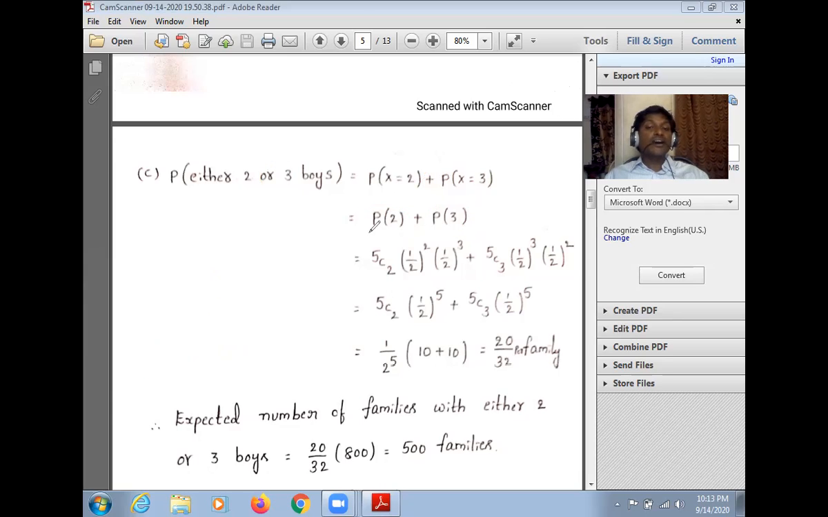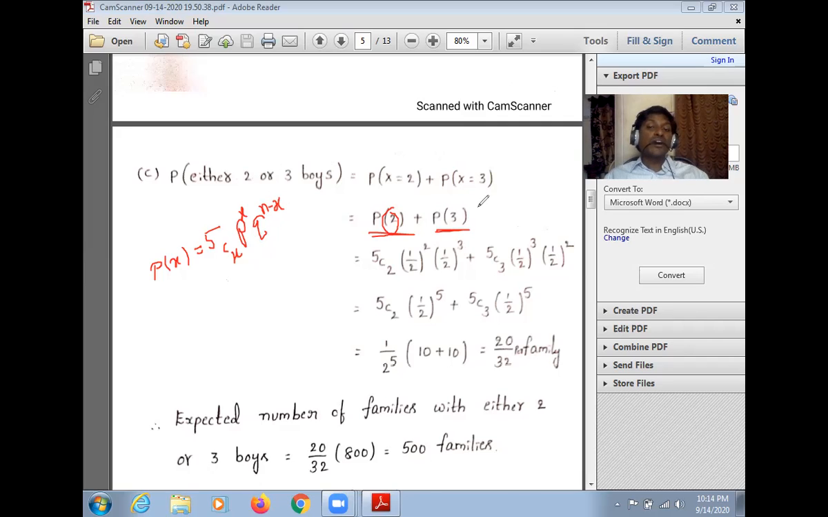Now we are going to calculate P of 2 and P of 3. So already we know the formula. What is that formula? P of x is equal to 5cx p power x q power n minus x, right? This is the one we are using. So you can use this formula and substitute 2 in place of x. So for that, 5c2, and p we already know is 1 by 2, so 1 by 2 whole square, 1 by 2 whole power 5 minus 2, which is nothing but 3.